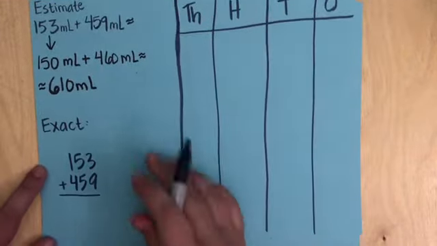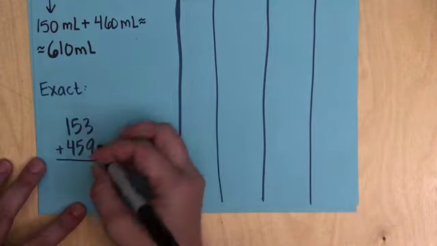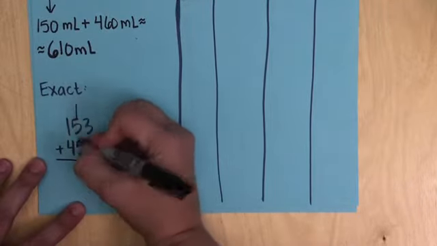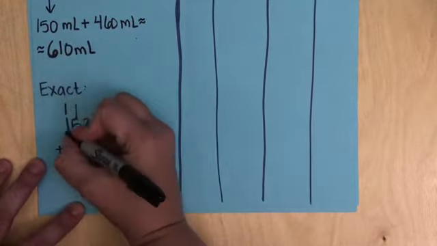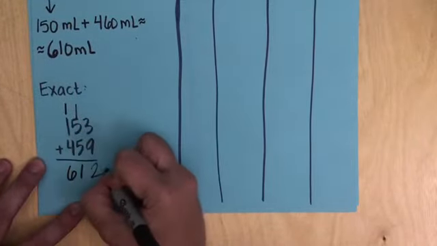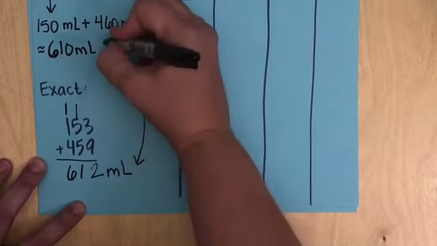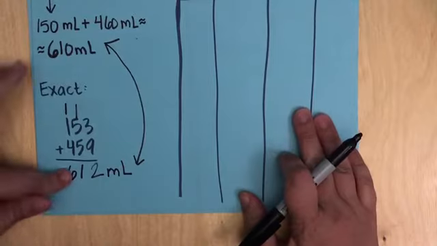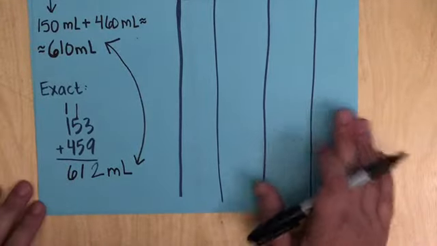Let's find out. When I do it just standard algorithm, I have 9 plus 3 ones, 9, 10, 11, 12. 5 plus 5 is 10, plus 1 is 11. 4, 5, 6, 612 milliliters. I know that my estimate was reasonable because look, my exact answer was only 2 away from my estimated answer.